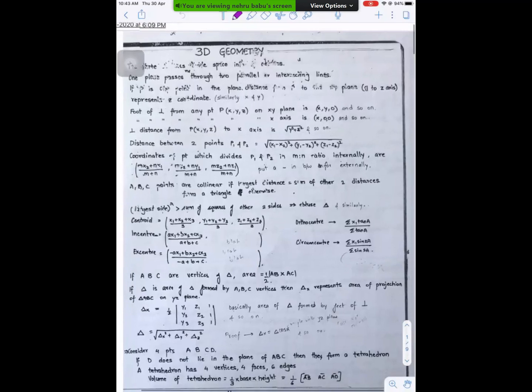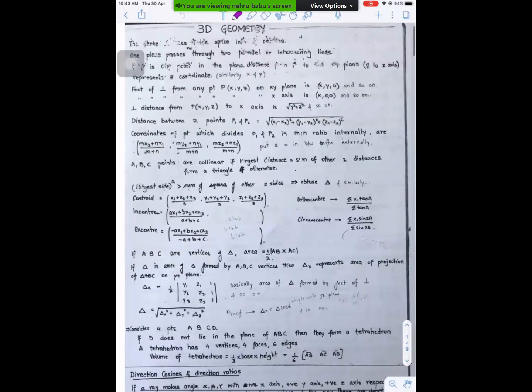In this 3D geometry starting, we discuss all the definitions. If you take XYZ as a point, what is the foot of the perpendicular, what are the distances? It looks easy, but sometimes we make mistakes. Distance from XYZ to the x-axis is what? Root y square plus z square.